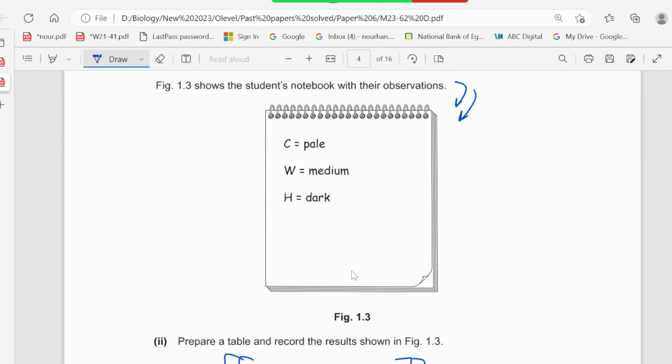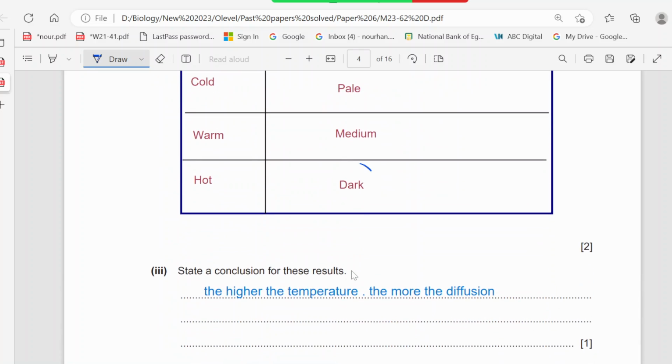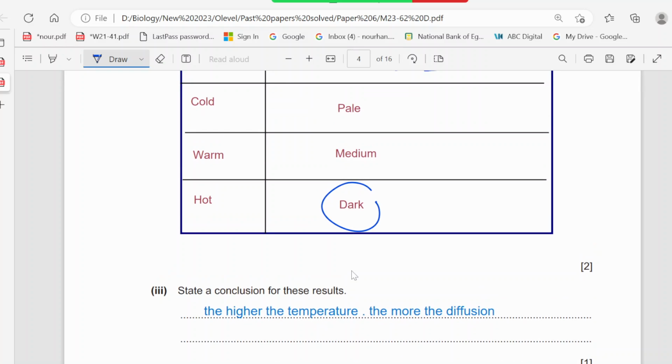The cold was pale, this one medium, this one dark. Why is this one dark? Because the dye diffused out of the potato a lot into the water, so the water became dark. So what is the conclusion? The higher the temperature, the more the diffusion. The higher the temperature, the more the diffusion.